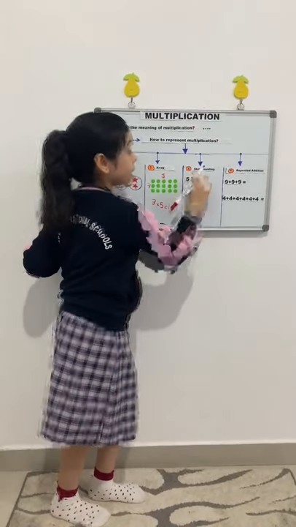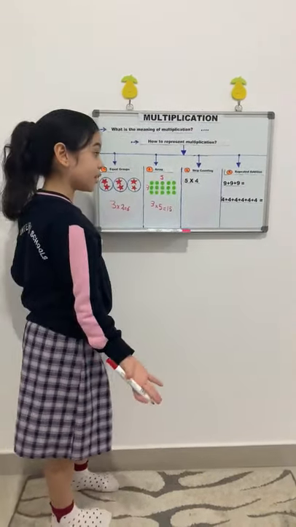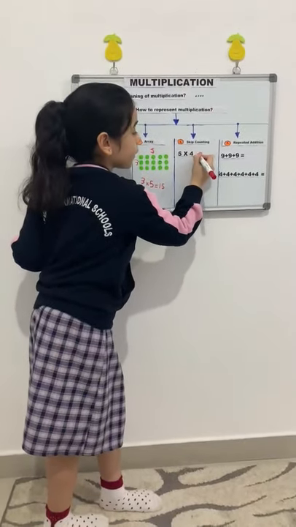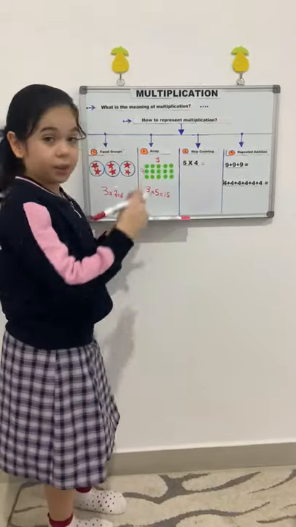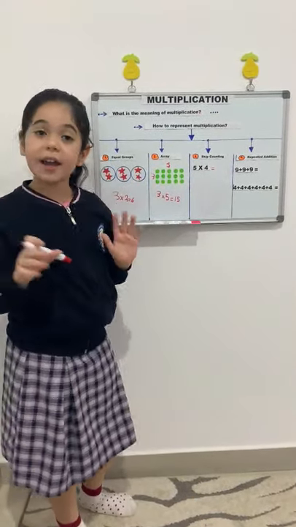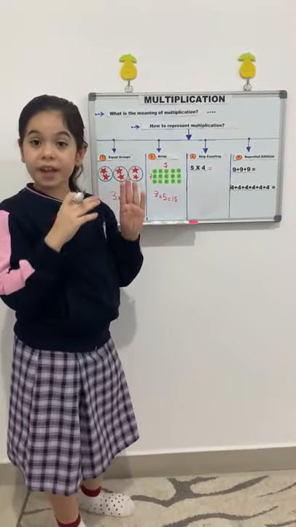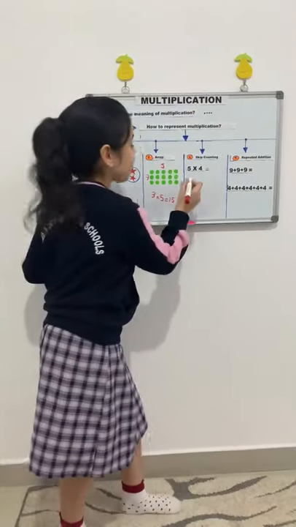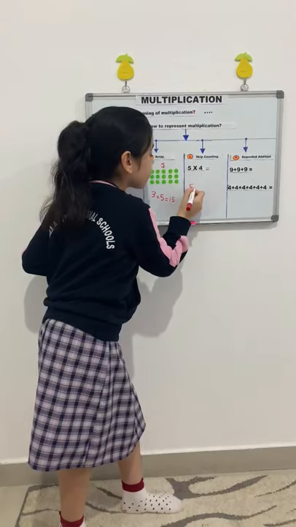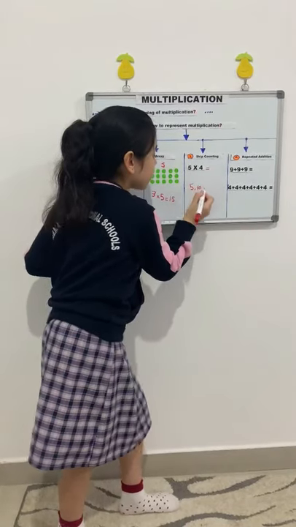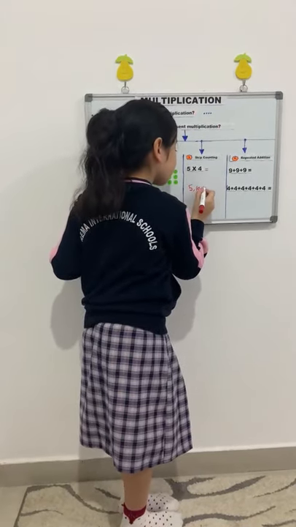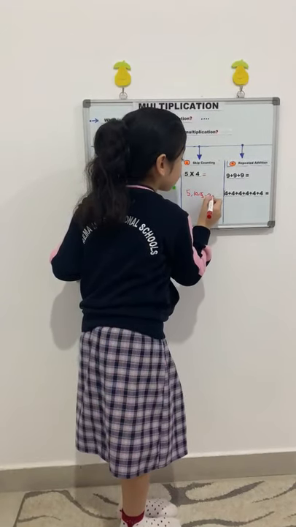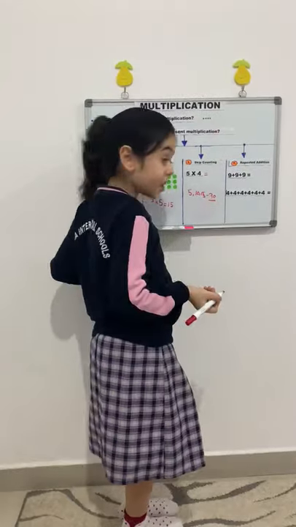Here I have another example of skip counting, which is 5 times 4 equals. Teacher, I will take 5 and put it away, then put 4 on my hands, and let's start to skip counting together. 5, 10, 15, 20. So here the product will be 20.